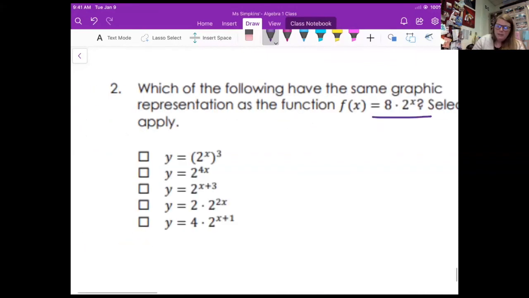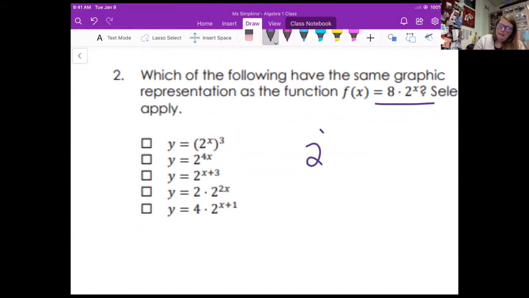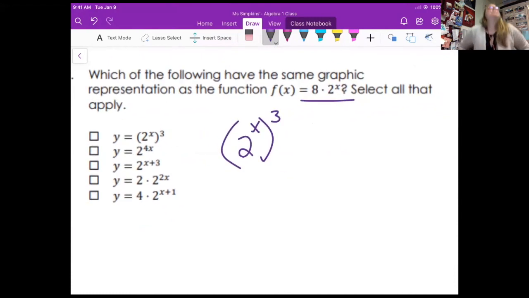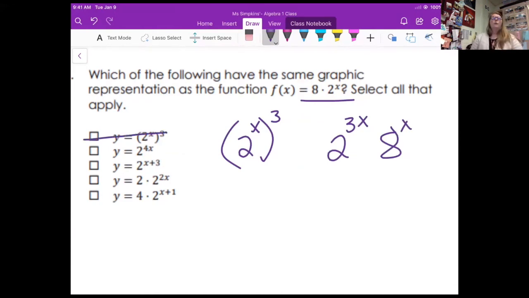Okay, so let's look at the first one. So 2 to the x to the 3rd power. If we have an exponent to an exponent, we're going to multiply those things together. So 2 to the 3x. Well, you can calculate what 2 to the 3 is. What's 2 to the 3rd power? 8. So that would give me 8 to the x. Is 8 to the x and 8 times 2 to the x the same thing? No, they are not. So that one would be incorrect.